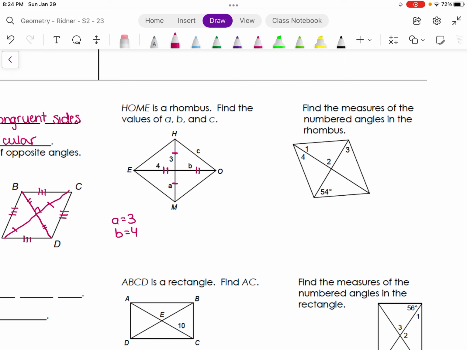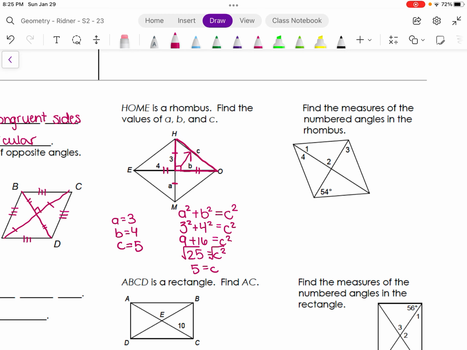All right, then we know this is a right triangle. So we can do A squared plus B squared equals C squared. So 3 squared plus 4 squared equals C squared. Remember, C is always the one across from the right angle. That's 9 plus 16. 25 equals C squared. So we take the square root of both sides. 5 equals C.